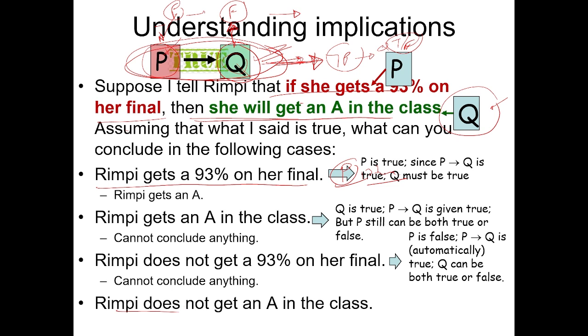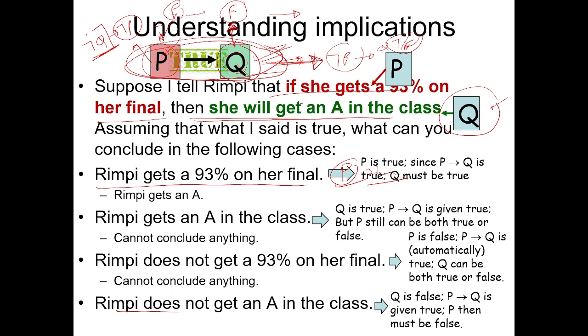And this is actually the contrapositive, right? P implies Q is logically equivalent to not Q implies not P. So we have the not Q portion here: she does not get an A in the class. So it must be that not P, which means she does not get a 93% on her final.